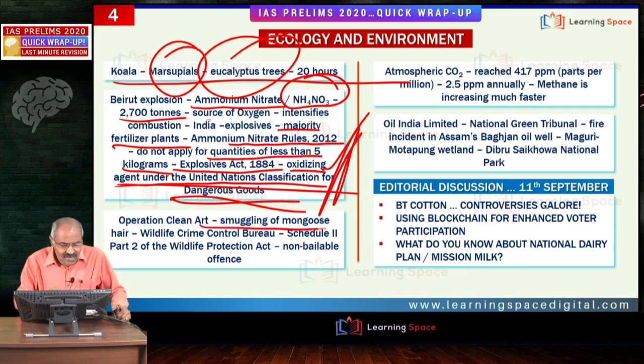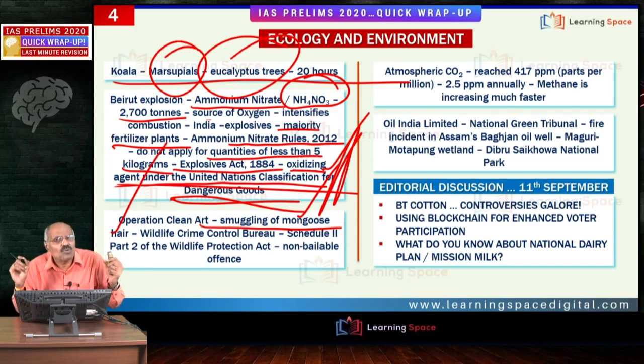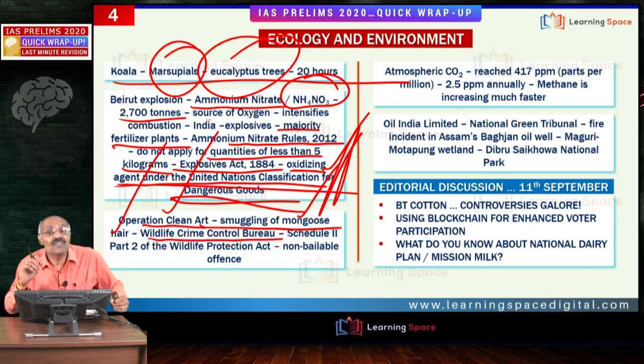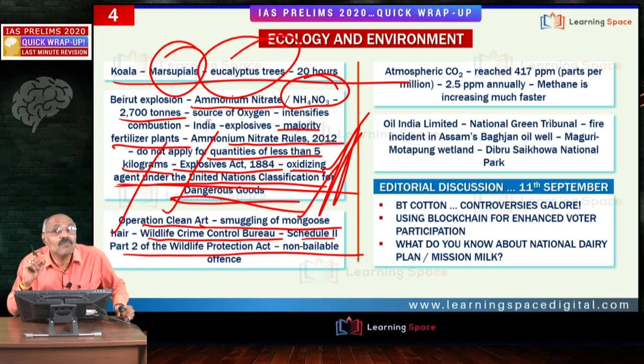Then Operation Clean Art. This is to prevent the smuggling of mongoose hair. Friends, mongoose hair is used in paint brushes, right? And now how to control it? For that, Operation Clean Art is launched, and this is the initiative of the Wildlife Crime Control Bureau. And another important aspect is, this is under Schedule 2, Part 2 of the Wildlife Protection Act, and it is a non-bailable offense.